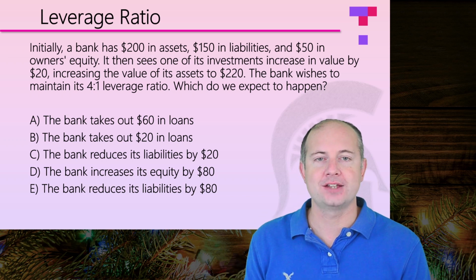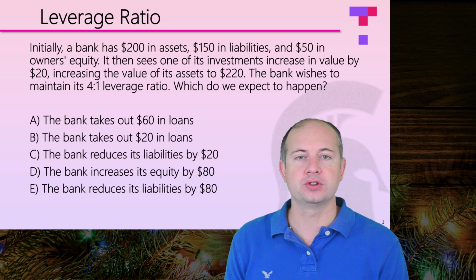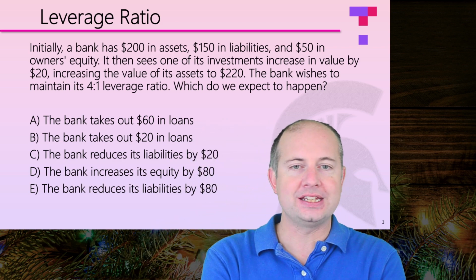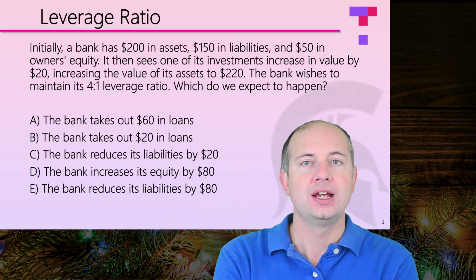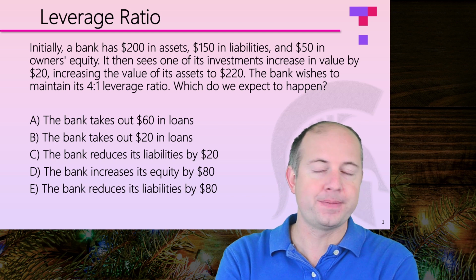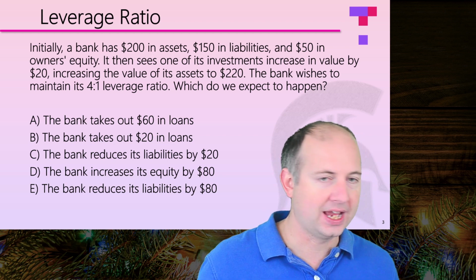Initially, a bank has $200 in assets, $150 in liabilities, and $50 in owner's equity. It then sees one of its investments increase in value by $20, increasing the value of its assets to $220. The bank wishes to maintain a 4-to-1 leverage ratio. What do we expect to happen?